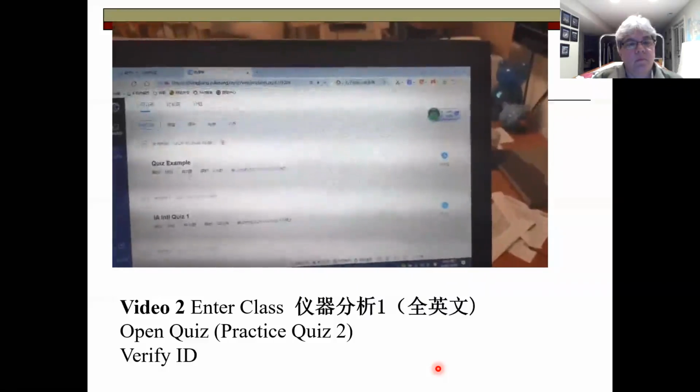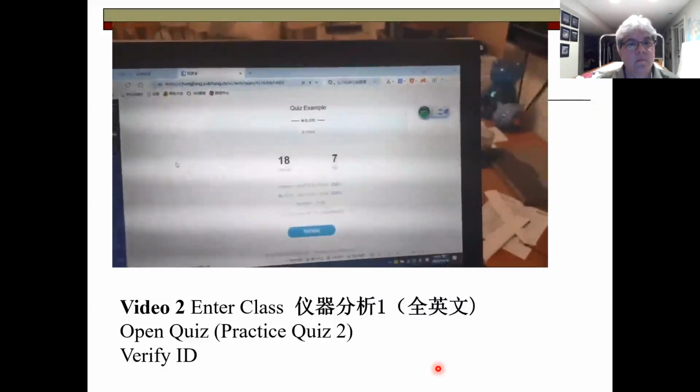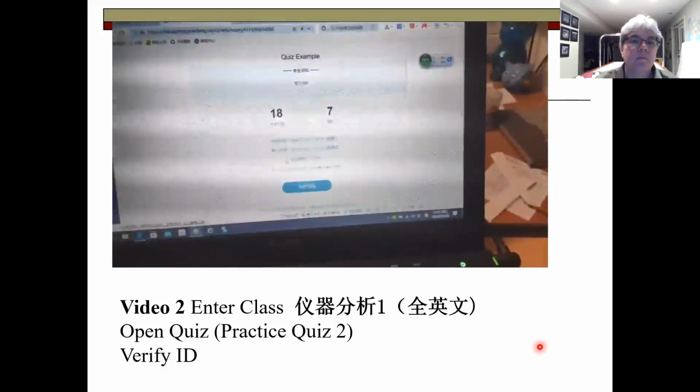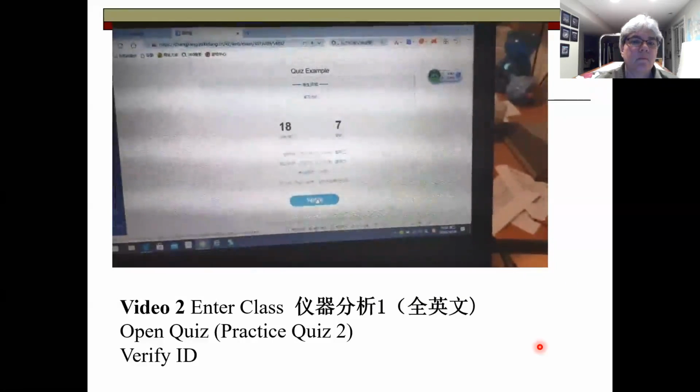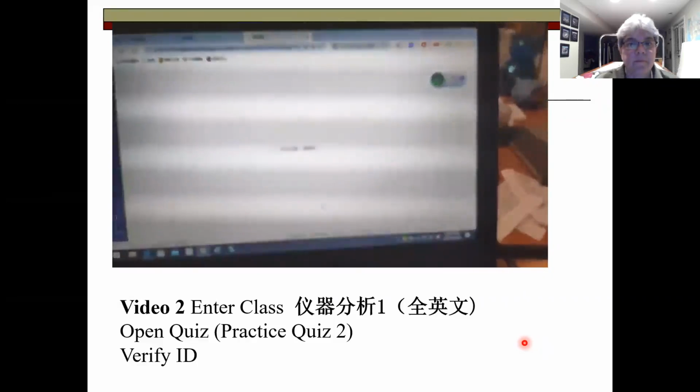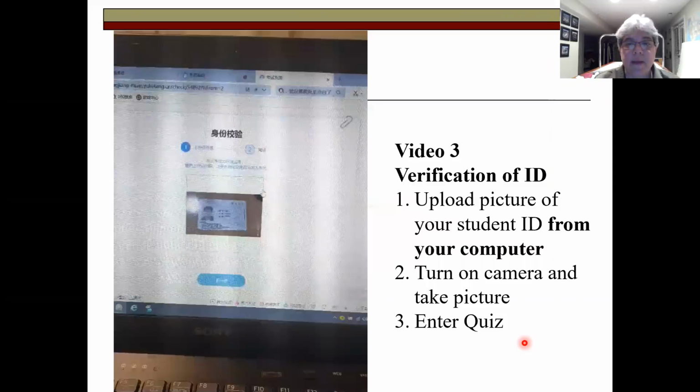And you will send your quiz here. Then they need to verify your ID. Press this button. Okay, and then here are the steps how you're going to verify your ID. It's actually quite simple, but you need to have a copy of your student ID on your computer because you're going to upload it to the Rain system. Okay, so this video will show you how to do that.